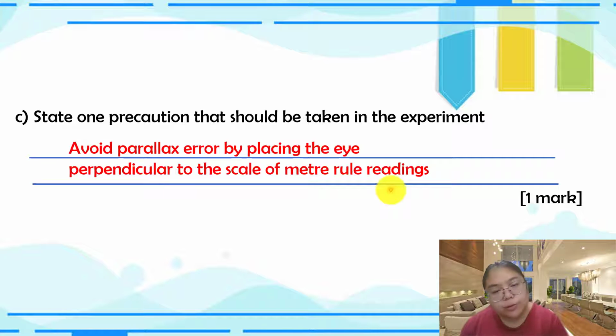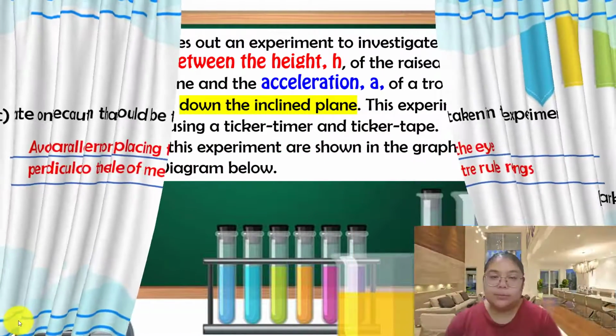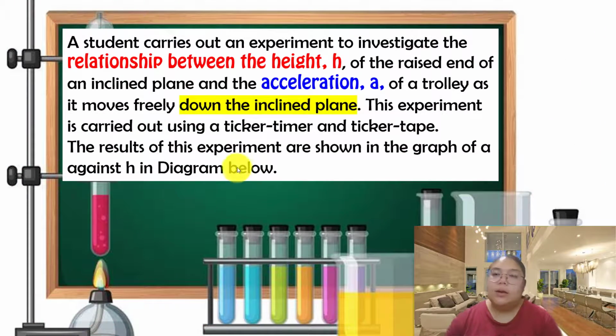Okay, then I will introduce another question 2 also, almost the same. You can compare the format. Okay, let's see the other question. This question also is a question 2. Okay, the keyword: a student carries out an experiment to investigate the relationship between the height h of the raised end of the inclined plane and also the acceleration a of a trolley as it moves freely down the inclined plane. So the trolley will move down.